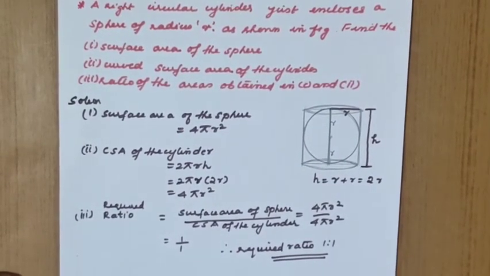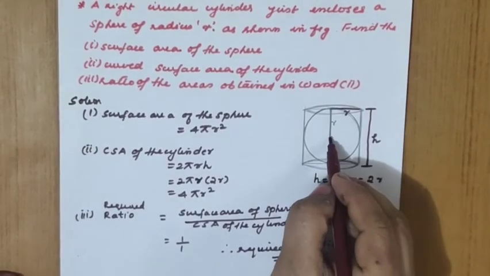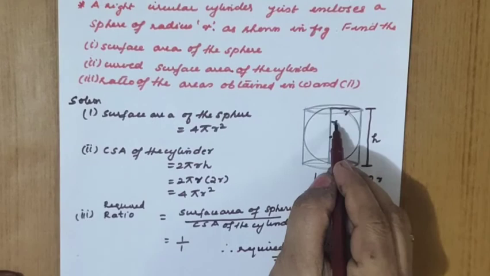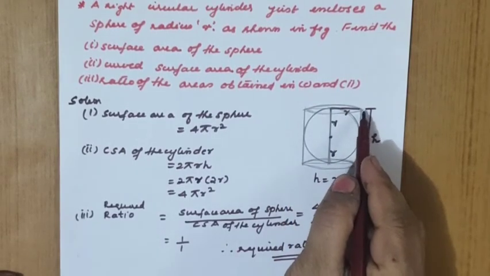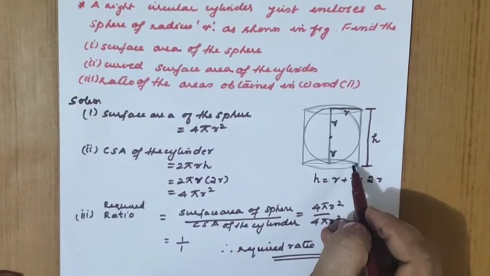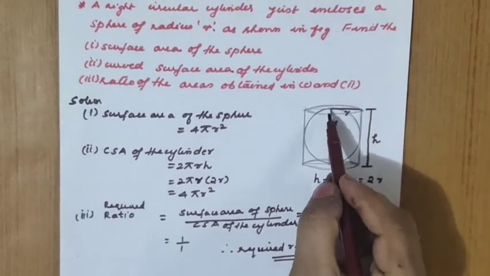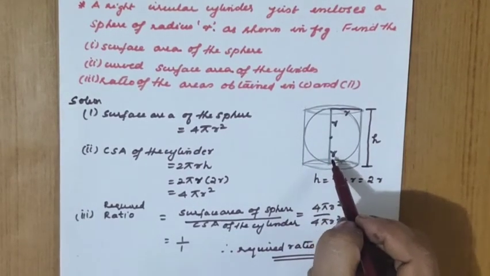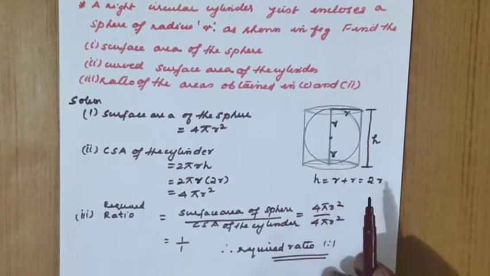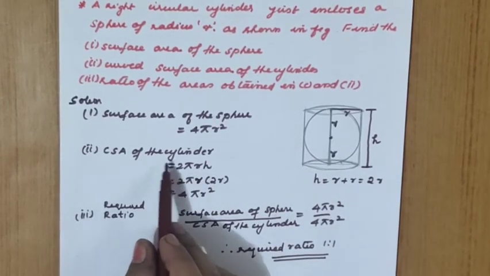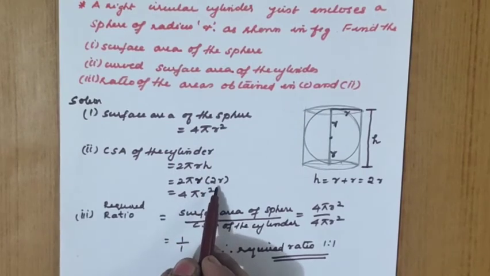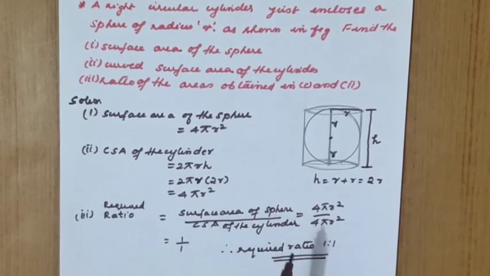Here the diagram is given, so there is no need of confusion. It's already given that the sphere radius is r. Here r is the radius, and here also we have marked the radius. But height means from the top base of the cylinder to the bottom base of the cylinder, that means r plus r. So the height we have to calculate is 2r. 2 pi r h is the formula for CSA of the cylinder, in that h should be replaced by 2r. So the answer is 4 pi r square. When the required ratio is asked, both should be divided, the 1 and 2 only we have to take. So 1:1 is the required ratio.